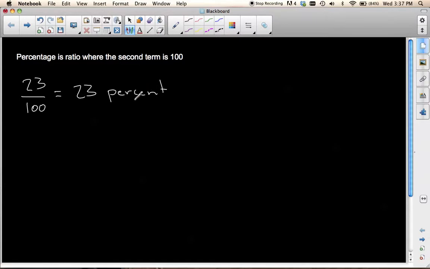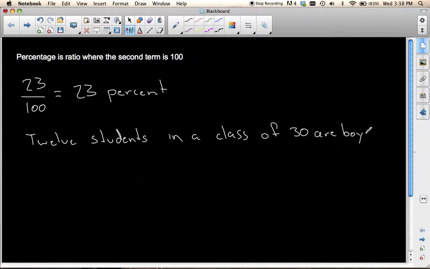So the idea is, if we're trying to find what the percentage of something is, we can basically do the same thing that we've done with everything else, which is cross multiply. So let's say that we had 12 students in a class of 30 that are boys. And what we want to do is to determine what the percentage of boys is in the class.